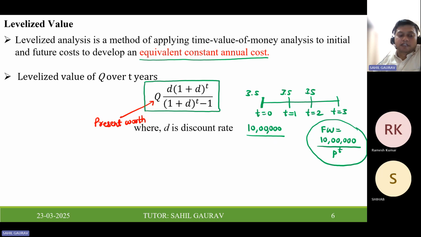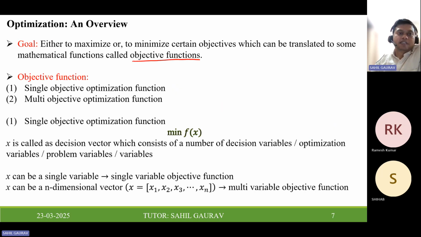Now coming to the next part, we will see some basics of optimization, and there are many questions based on optimization, and most problems from the optimization part are theoretical only. So what do you mean by optimization? Optimization is to either maximize or minimize certain objectives which can be translated to some mathematical function called objective functions. So the goal is to maximize or minimize certain objectives which can be translated to a mathematical function, and it is called the objective function.